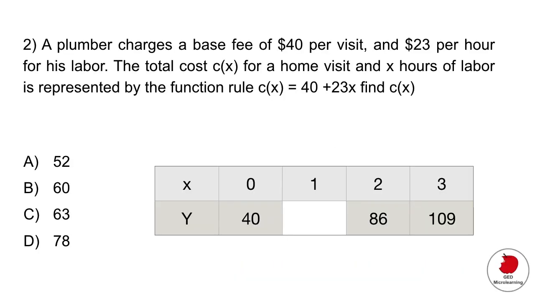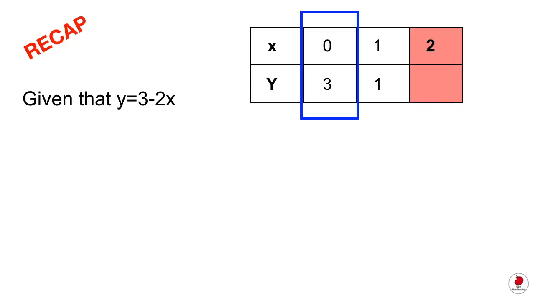All right, question 2. A plumber charges a base fee of $40 per visit and $23 per hour for his labor. The total cost for a home visit and x hours of labor is represented by this function rule. And then it asks us to find C of x. All right, so let's just remind ourselves how you solve these problems, okay? Imagine that they give us this equation, and they give us this table there on the top right.